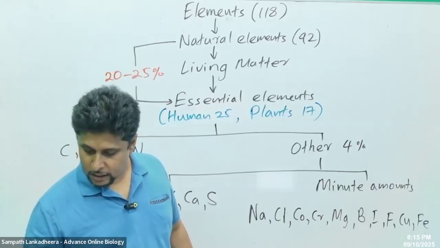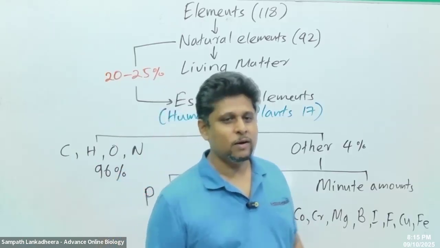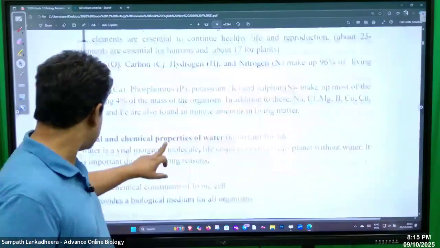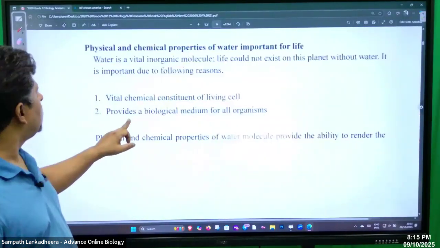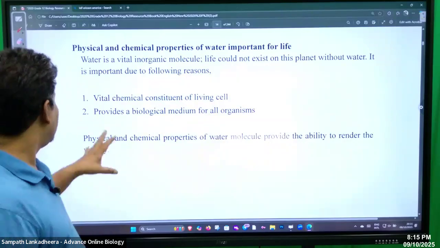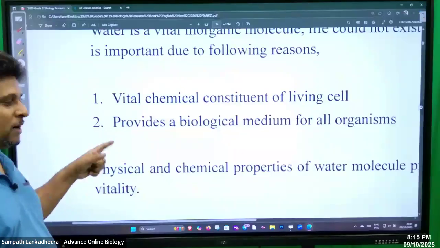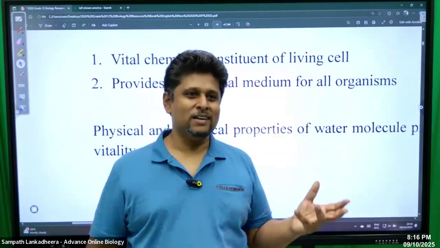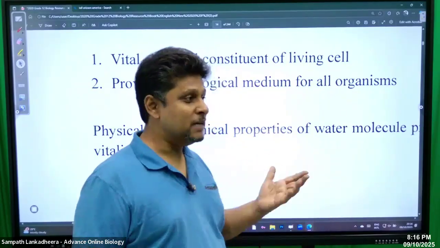Then we discussed physical and chemical properties of water. This is our next topic. We learned that water is a vital inorganic molecule. Life cannot exist on the planet without water. Water is a vital chemical constituent of living cells and provides a biological medium for organisms. You can't survive without water because it is a reactant as well as the medium of your body.